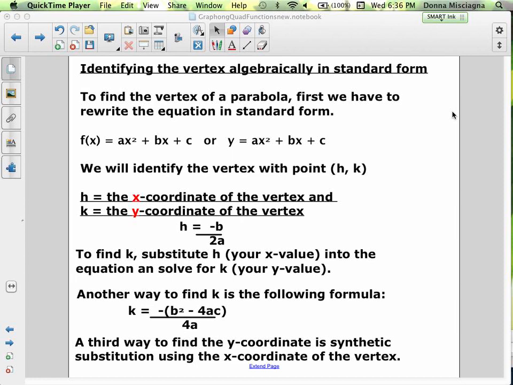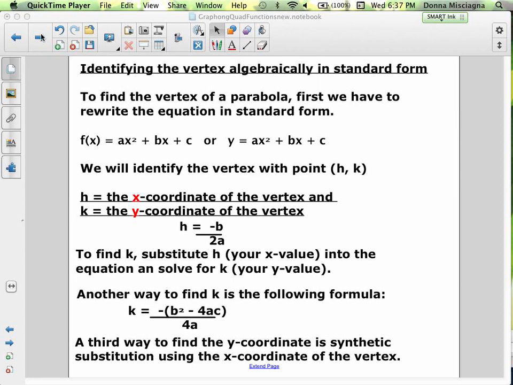Our third way of finding the y-coordinate is something called synthetic substitution, using the x-coordinate of the vertex. We'll talk about that in another lesson. And actually, it will be during the next series of lessons. So nothing with graphing quadratics, but in the series of lessons that follows, we'll talk about substitution. For now, you have two methods. So it's either plug it back in or use our formula here.